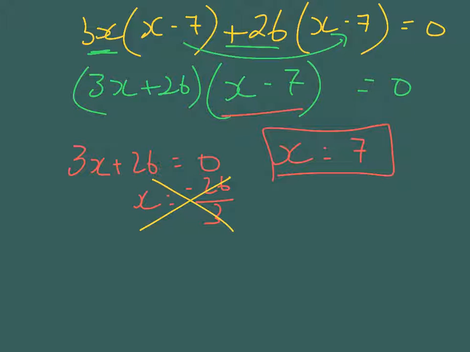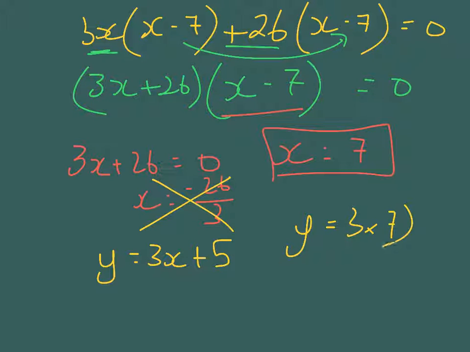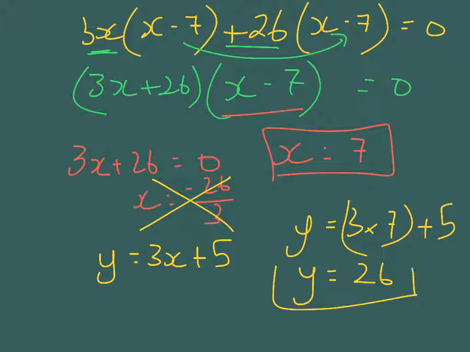Now you remember right back at the very start we came up with the equation y is equal to 3x plus 5. So if we know that x equals 7, that's one of our natural numbers, we now substitute that back into that equation and we get y equals 3 times 7 plus 5. 3 times 7 is 21, plus 5 is 26. So our two numbers are 26 and 7. And that's how you work through that one.